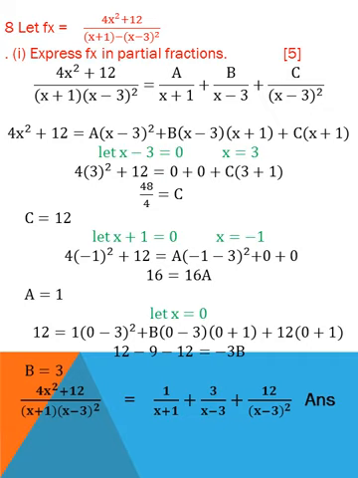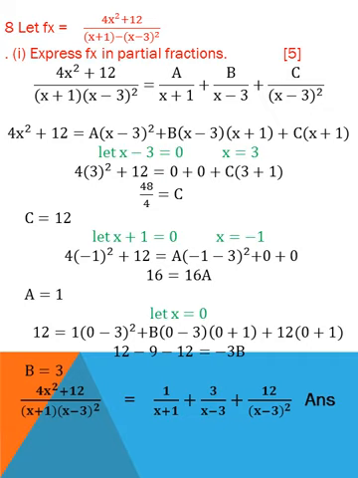I take first value x minus 3 is equal to 0, x is equal to 3. You should also take the value x is equal to minus 1, but I prefer x is equal to 3. When I put the value x is equal to 3 in the previous step, I get that c is equal to 12. And in the next step, I suppose that x plus 1 is equal to 0, then x is equal to minus 1, then I again put the value of x is equal to minus 1 in the previous step. I find that a is equal to 1.